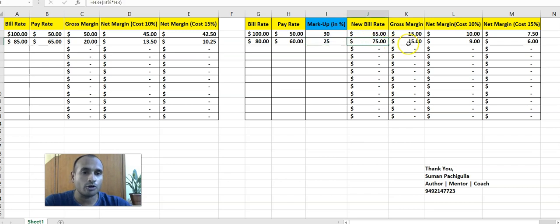Now what is the gross margin? 75 minus 60 is 15. If you are running a 10% burden cost, this is your net margin. If the burden is 15%, it is going to be $6.